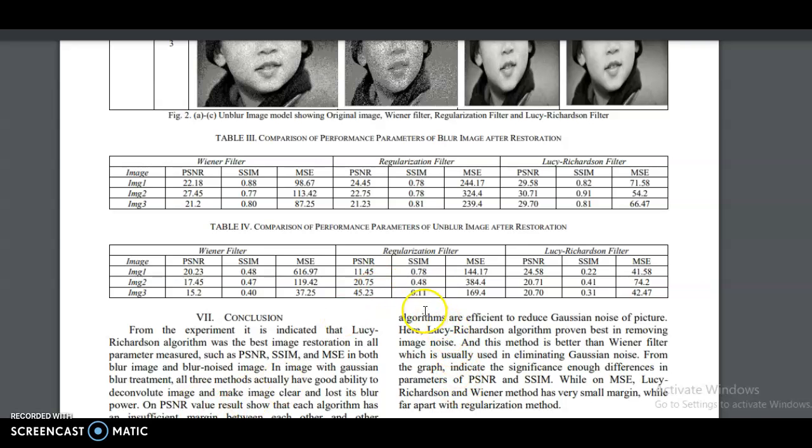Here SSIM also: here 0.48, 0.78, here 0.22.